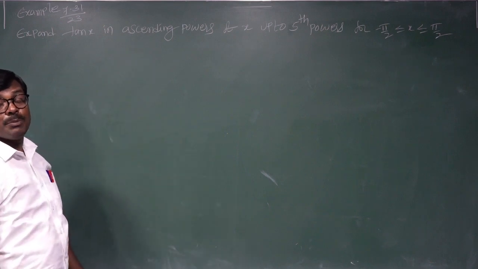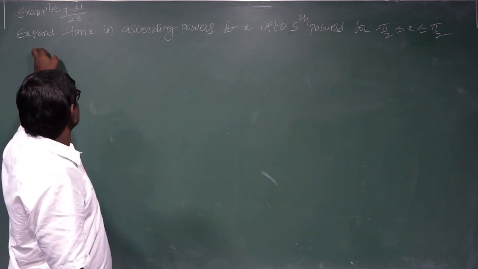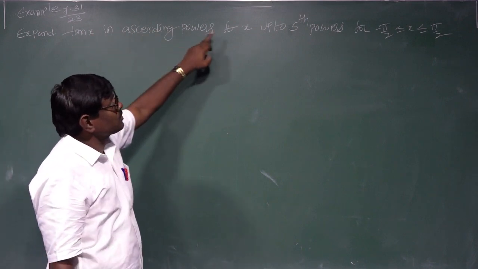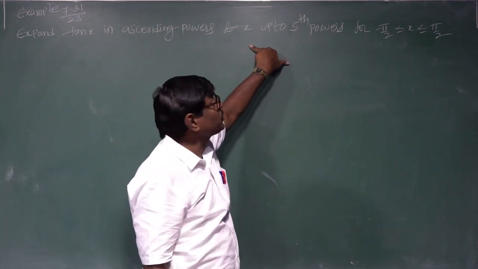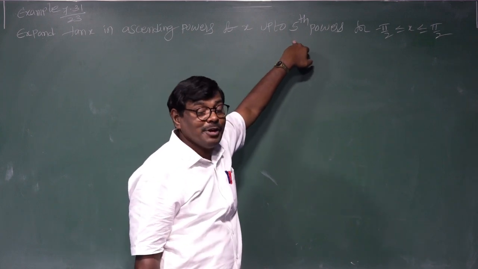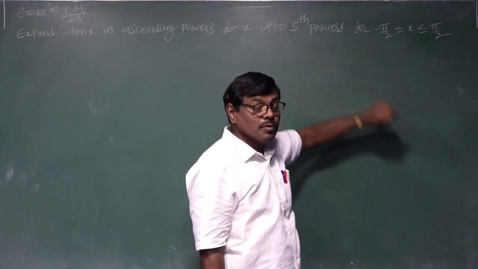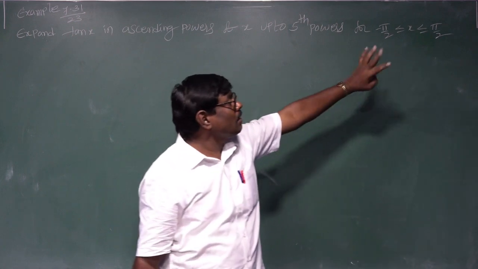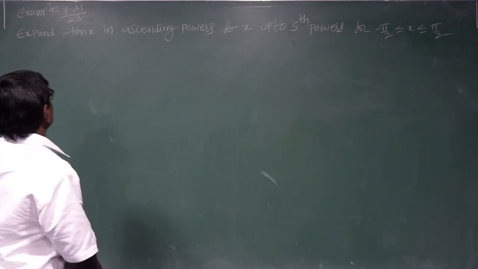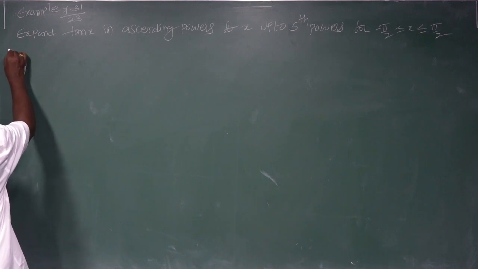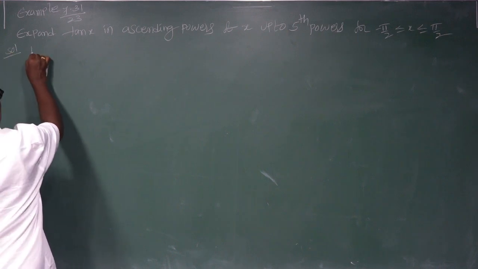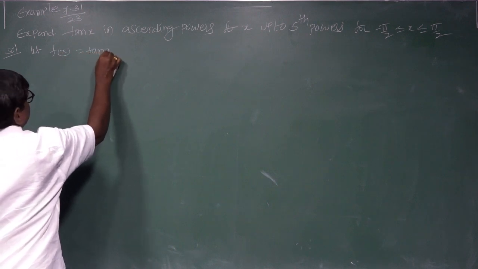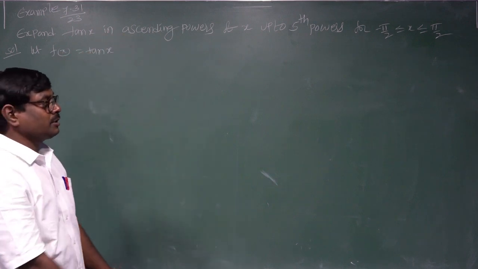Example 7.31 on page number 23. Expand tan x in ascending powers of x up to fifth powers, where x lies between minus 1 by 2 and 2. Solution: let f of x equal to tan x.